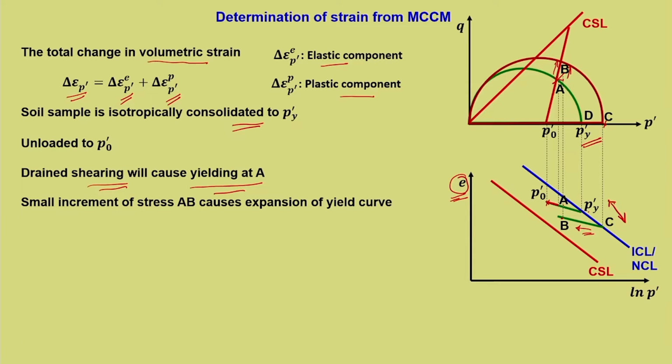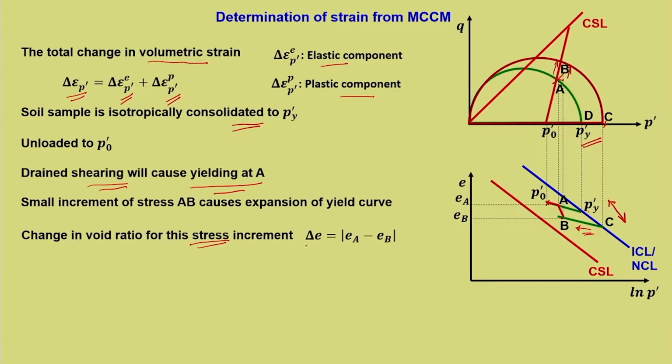So, this is represented: P naught dash to A is from P naught dash A. Then as it moves from A to B, that hardening is shown here, that is AB. So, the void ratio corresponding to A is given as e_A. Void ratio corresponding to B is given as e_B. Now, e_A to e_B is a plastic response, that is plastic volumetric strain, and P naught dash to A is an elastic strain. So, change in void ratio for this stress increment, that is when the stress changes from A to B, is given as delta e is equal to modulus of e_A minus e_B.